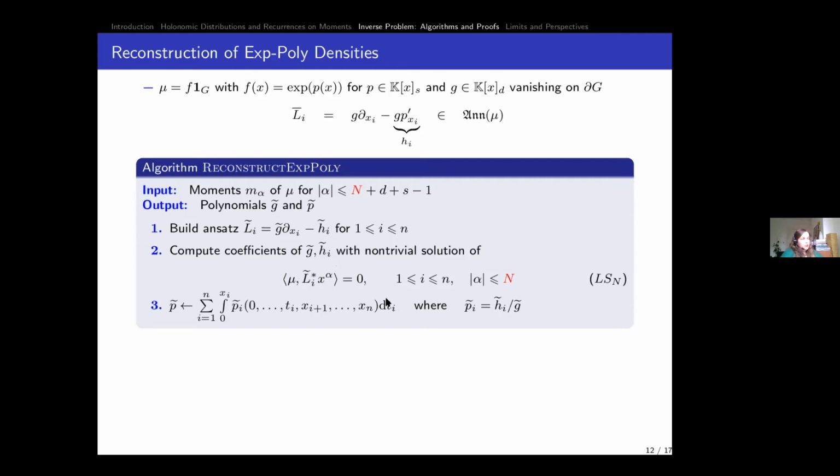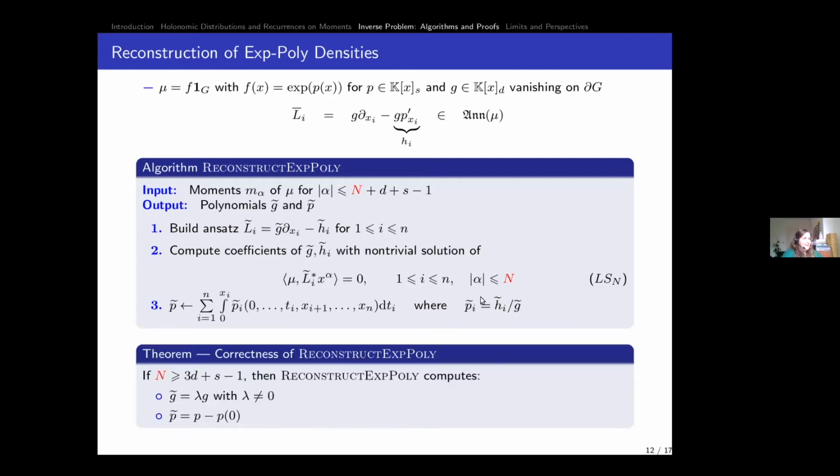Now, to be able to recover both G and H at the same time, we will obtain P from H divided by G. As you see here, G and H are obtained just from solving the system. And then, since G P prime is H, we get P prime by dividing H_i by G. There is a P prime missing here.